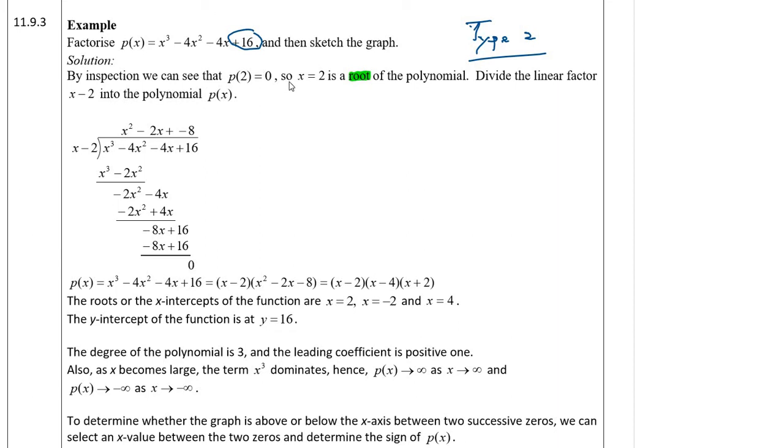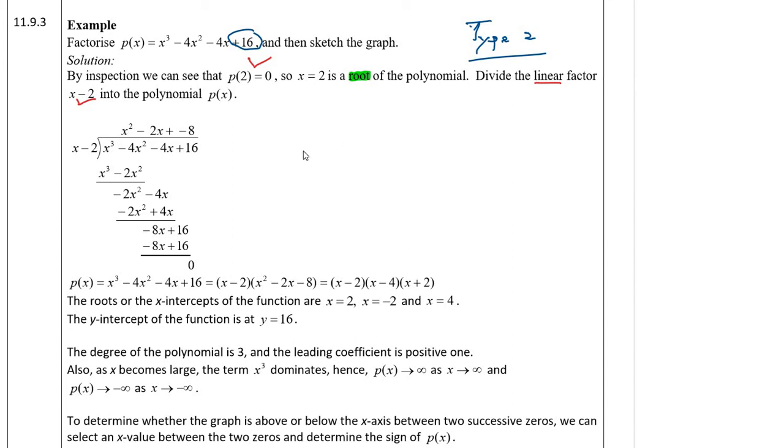So the first thing is to find the value that will give us 0, and then we must understand that x minus 2 will be a factor, a linear factor of the polynomial. Because this is power 3, we now need to find the quadratic factor. That we can do by long division, like we've done in the first semester, or by using synthetic division, or by just making use of inspection.